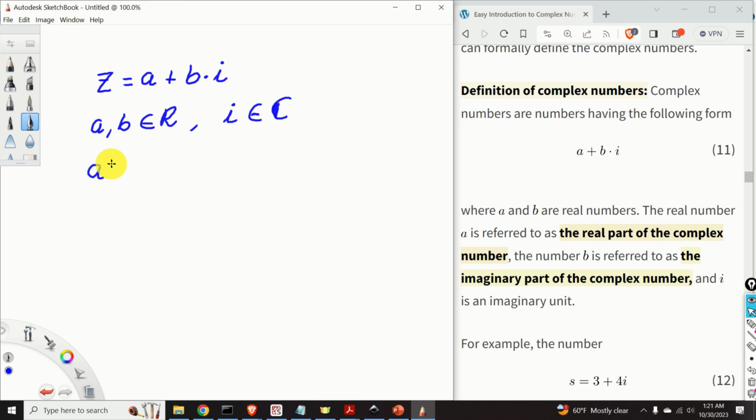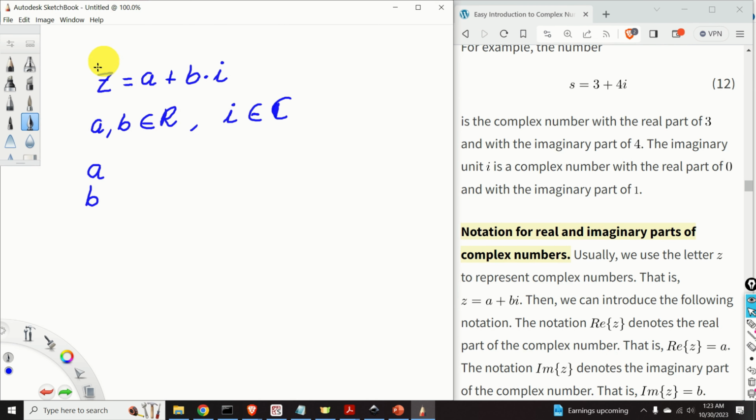a is referred to as the real part of the complex number, and b is referred to as the imaginary part of the complex number. z is the standard notation for complex numbers. However, in signal processing and control engineering, we use s to denote complex numbers. Next, let's explain the notation for real and imaginary parts of complex numbers. As I mentioned previously, we use the letter z to denote complex numbers. Then, let's again write the complex number in the general form.